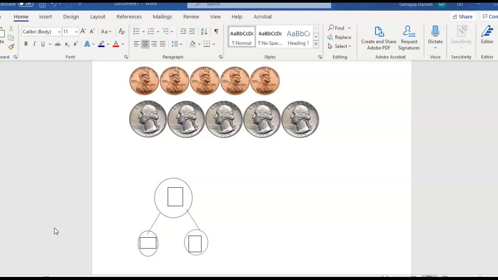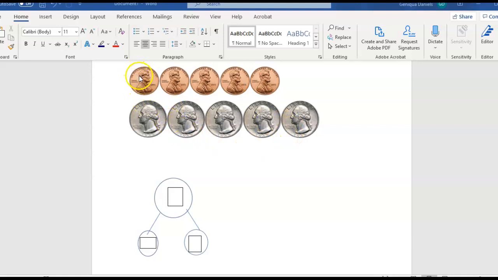But before we get started on that lesson, I want us to warm up on this page. I want you to take a moment and think. What do you notice about the pictures that you see? I notice that there are pennies here and there are also some quarters here. So the first thing that I want us to do is count all of our objects.